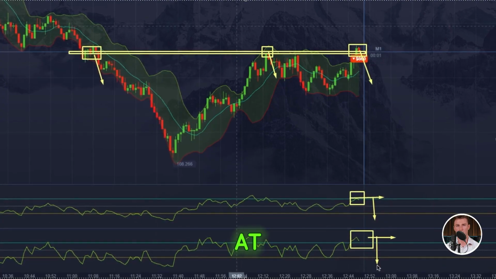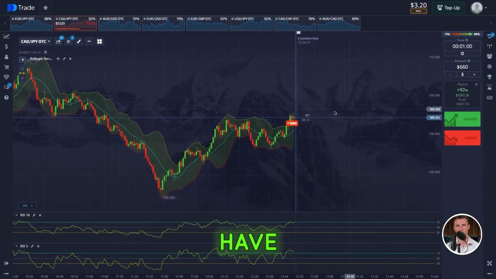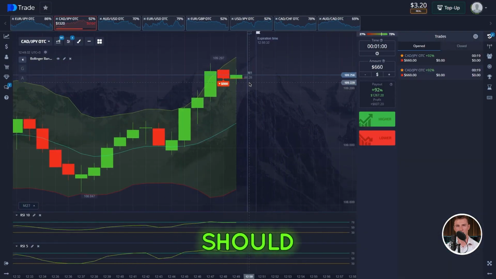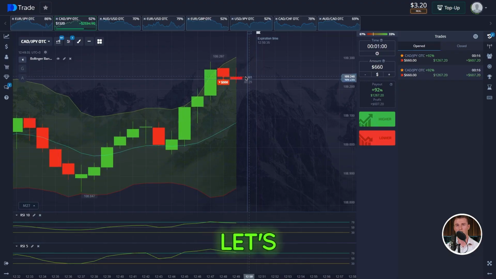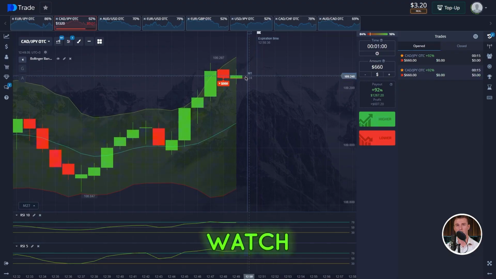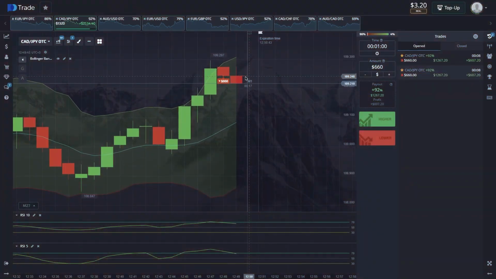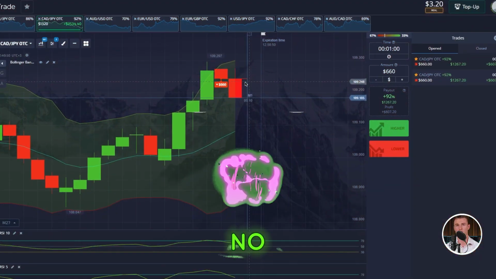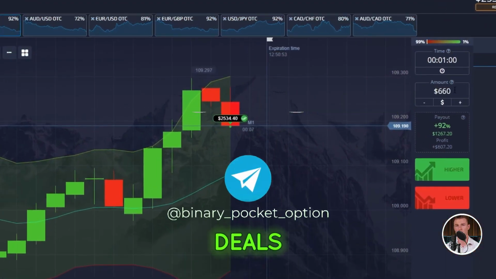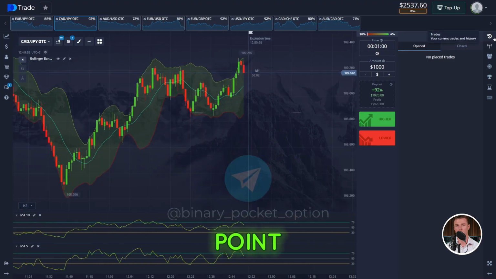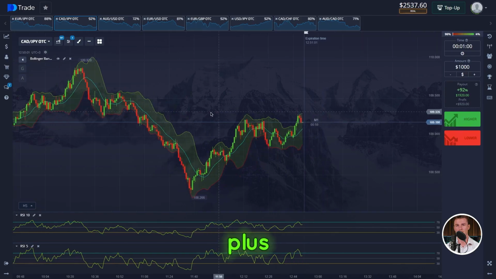Let's look at the result. Here we have already had a pullback, but I think the movement should still go down. Let's watch our deals. And we also have no problems closing the next deals at a plus. That is, we had exactly the same entry point here. We closed the deal at a plus without any problems.